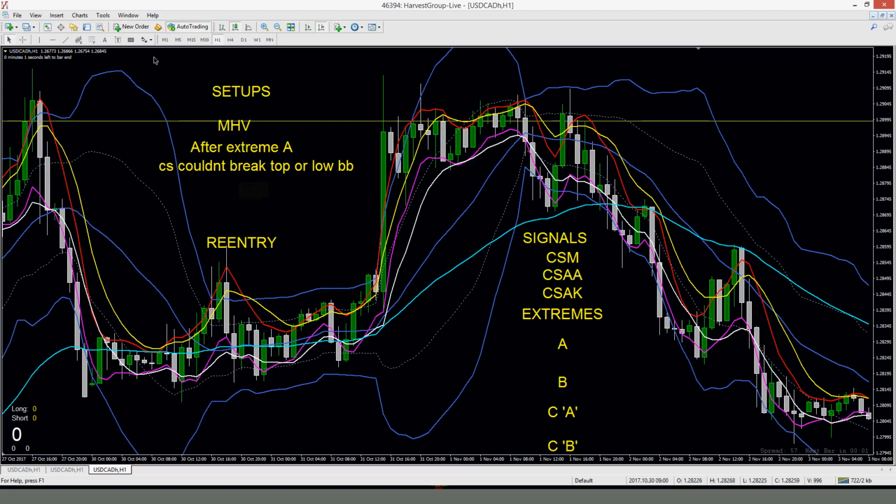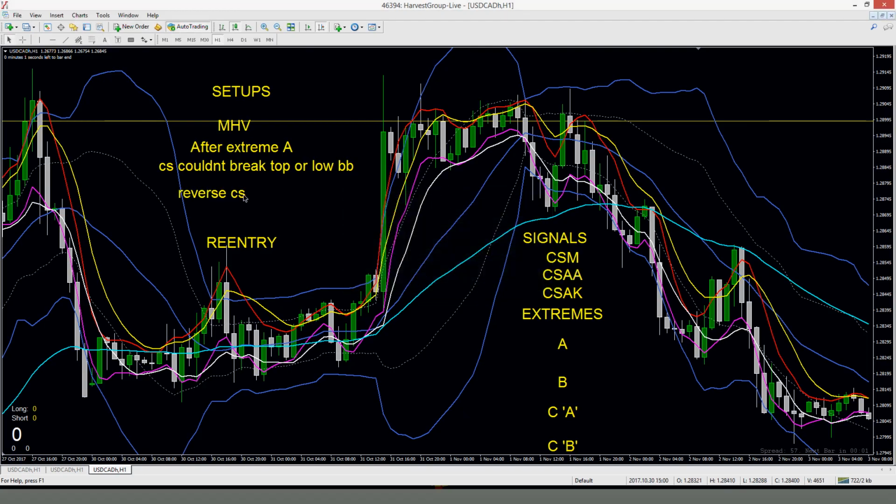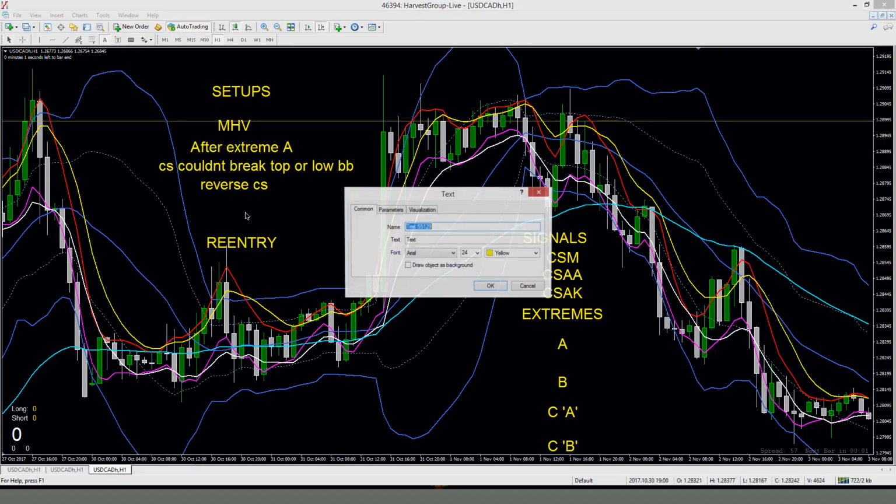Okay, so next one is the reverse CS. You have this candle over here that couldn't manage to break top BB. This is the highest body at this particular point, and then you have a reverse candle. For this MHB to finish up, you need to have a retest, an MHB retest, okay?